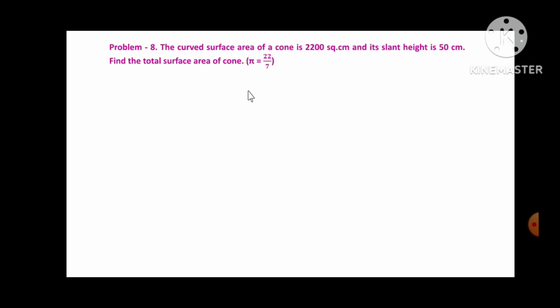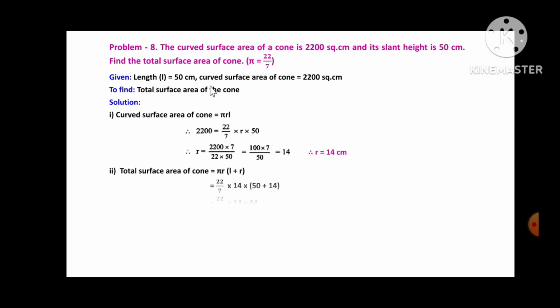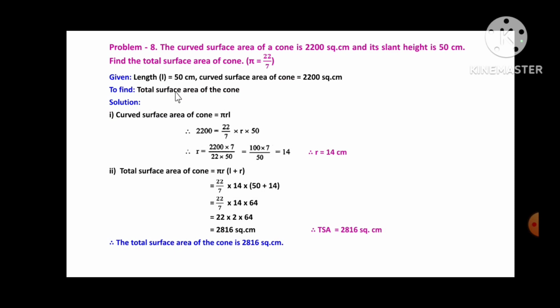Now we'll turn to the next problem. Curved surface area of the cone is 2200 square centimeter and slant height is 50 centimeter. Find the total surface area of the cone where pi is to be considered as 22 upon 7. Friends, the given things are slant height, that is 50 centimeter, and curved surface area of the cone is 2200 square centimeter. Total surface area we have to calculate.